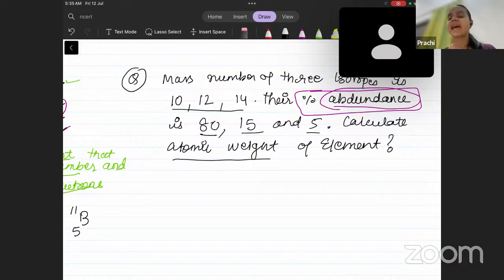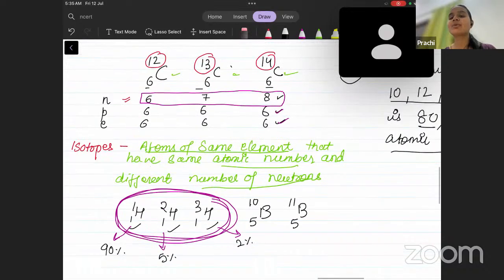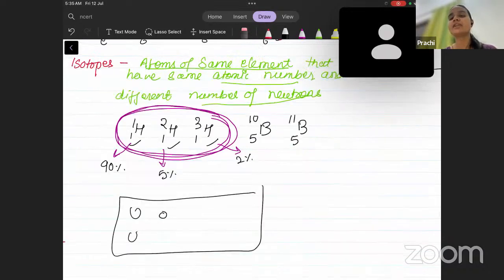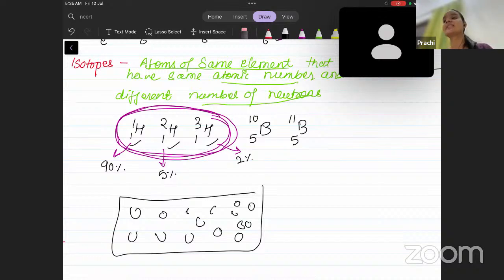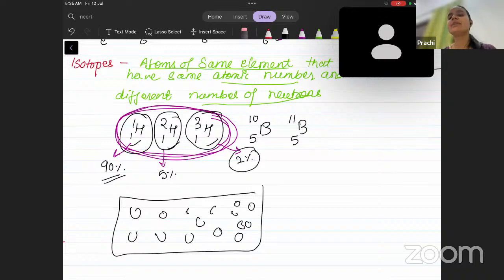What does it mean? It means that if I bring 100 atoms of hydrogen, then the chances are that 90 of the atoms will be of this isotope, 5 atoms will be of this isotope where the atomic mass will be 2, and 2 atoms will be of this isotope which has the atomic mass of 3. So this is their natural abundance, the percentage in which they are existing in nature.